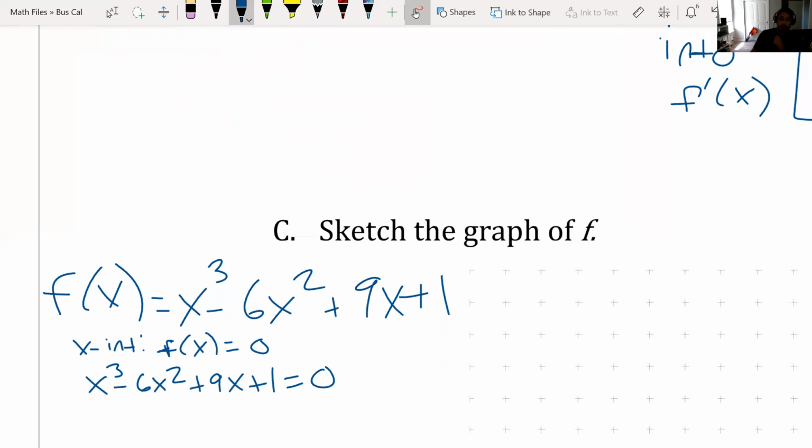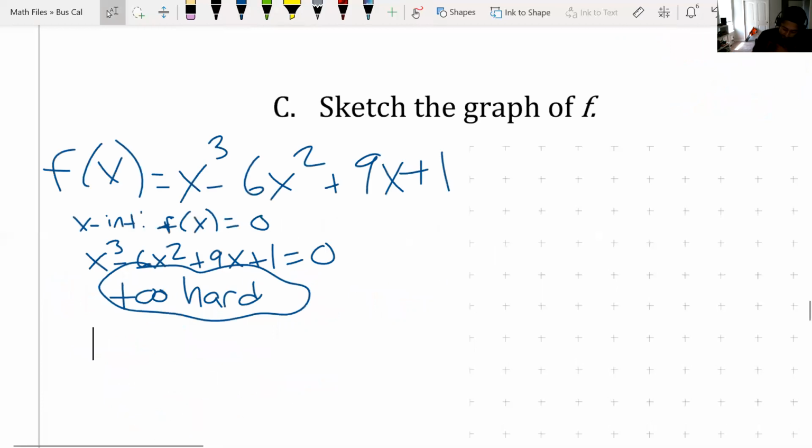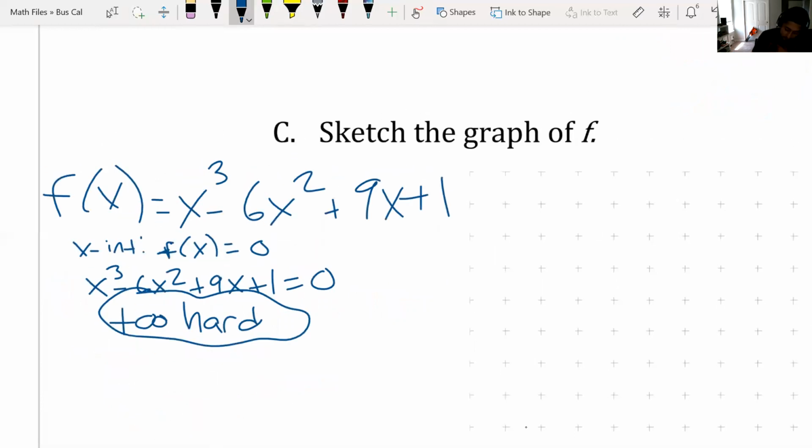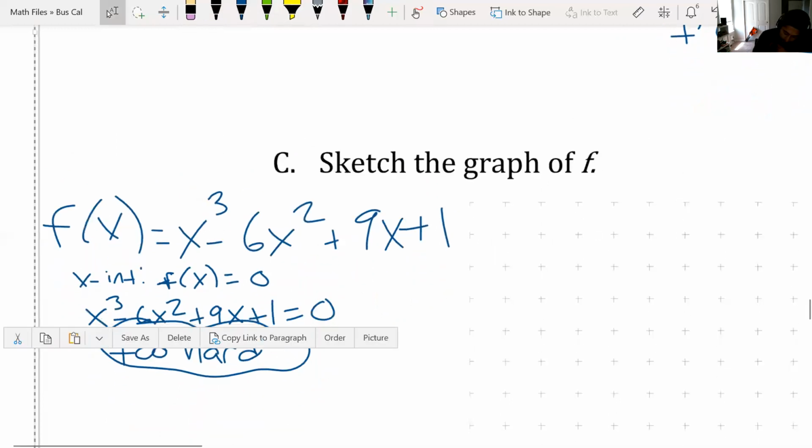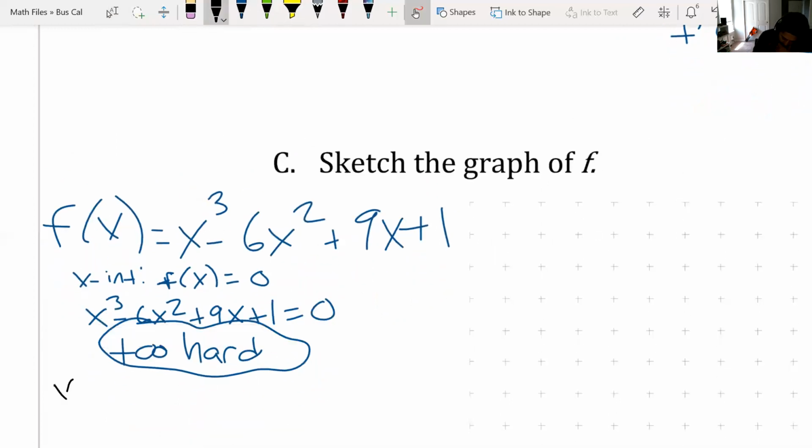But I'm going to tell you what, this doesn't factor. It doesn't even factor by grouping. So we're going to say too hard, and move on to the Y-intercept. You like that one, huh? Then let's go for the Y-intercept. This is always the easiest one to find.